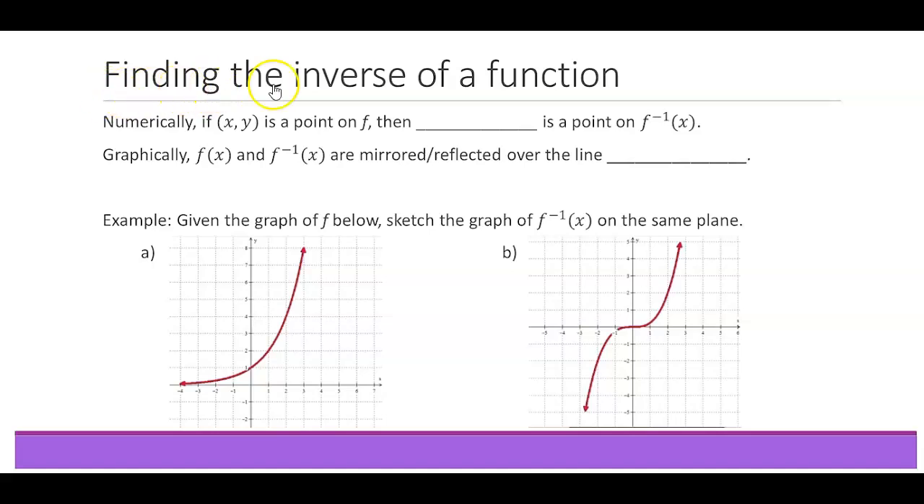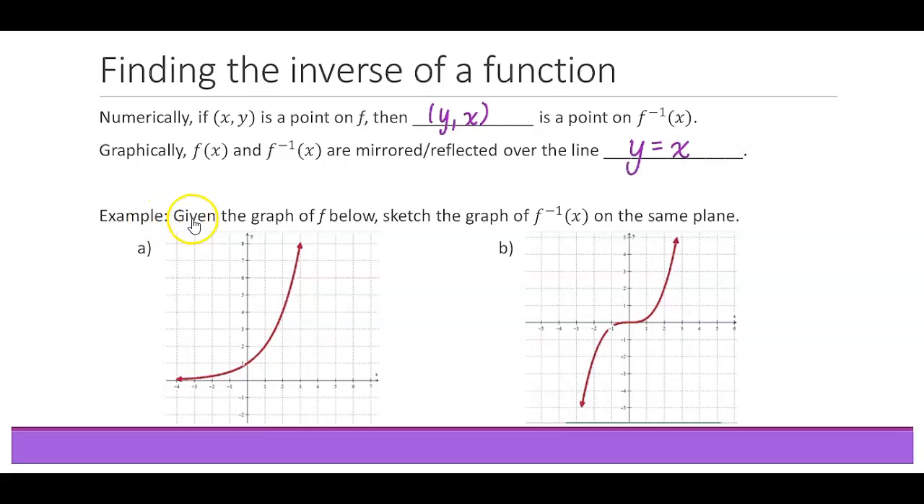Let's move on to finding the inverse of a function. We'll start with the numerical understanding. Numerically, if (x, y) is a point on f, then (y, x) is a point on f inverse of x. So we literally switch the x value and the y value to get a point on its inverse. So graphically, what that means is that f of x and f inverse of x are mirrored or reflected over the line y equals x.